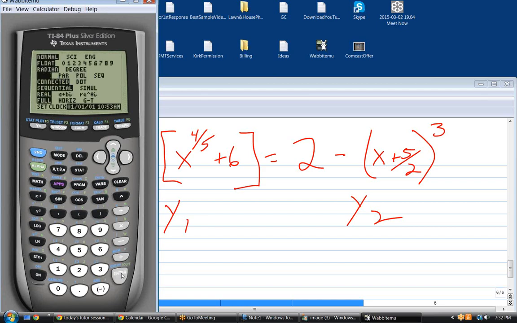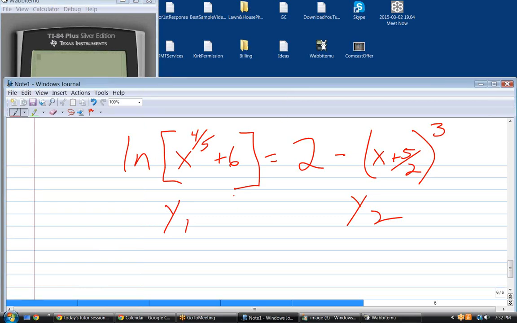I'm not sure it's necessarily worth the time for us to do this. Yeah, I understand how to do it, so if you don't want to, that's okay. You input that as y sub 1 and input this as y sub 2, or a second function, and graph them both at the same time, and wherever they intersect will be the value of x.